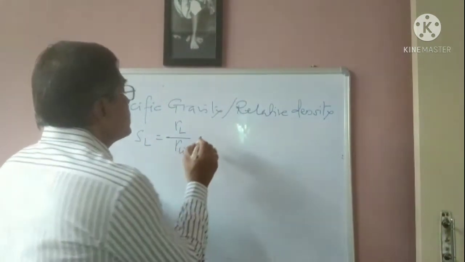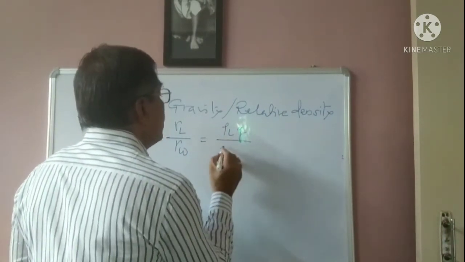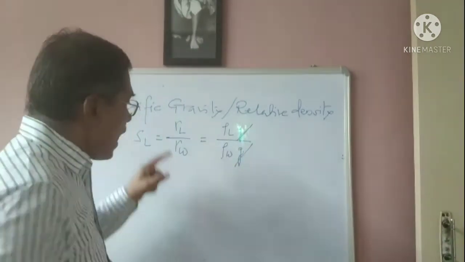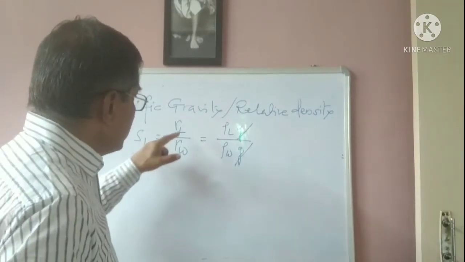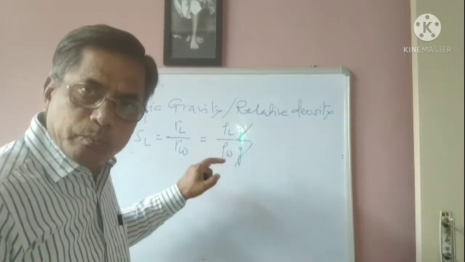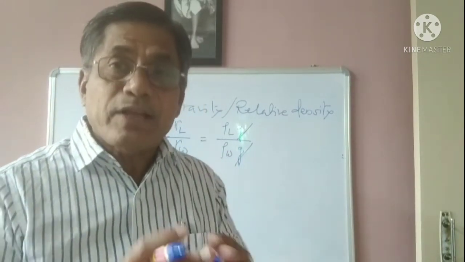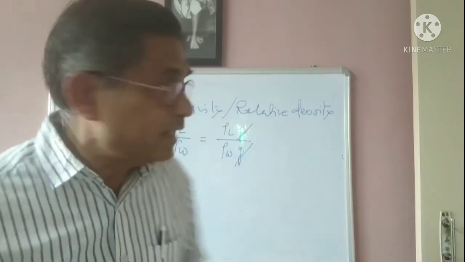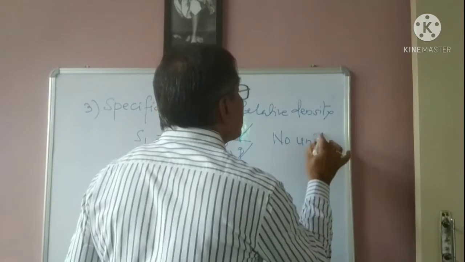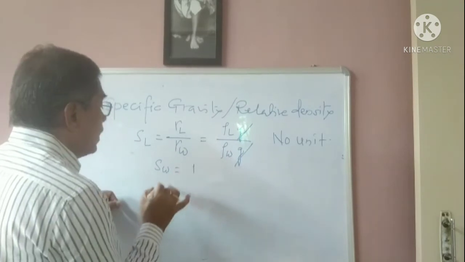And now since gamma L can be written as rho L into g, this is equal to rho W into g. This g gets cancelled, and you will get the specific gravity is the ratio of gamma L upon gamma W or rho L upon rho W. Okay. So since it is the ratio of two densities, that is ratio of same quantities, densities, hence it has no unit. Okay. The specific gravity of water at STP is taken as 1.